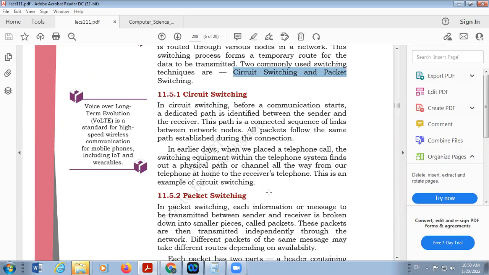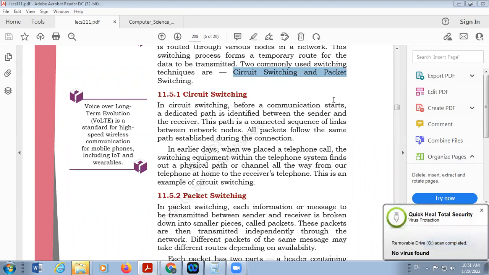So circuit switching means set a physical connection between two devices. First the connection is established, then data is moved. There is only a single dedicated line from where data can be moved. This type of data movement is called circuit switching. For example, we connected two computers with the help of a wire. It means that wire is dedicated for transmitting data between two computers. That type of technology is called circuit switching. Clear, beta?